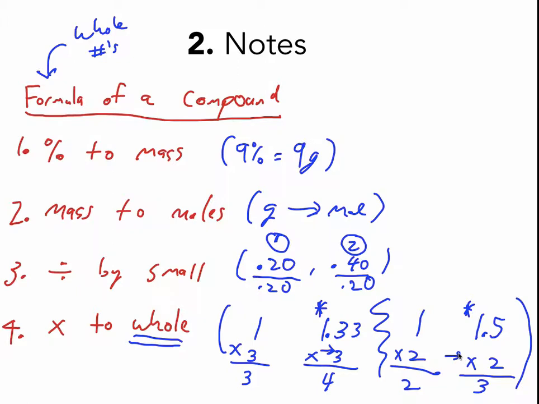So percent to mass, mass to moles, divide by small, times to whole. Percent to mass to moles, divide by small, times to whole. All right, I'll stop. You get the deal. The first step and the fourth step are optional. So let's do some examples.